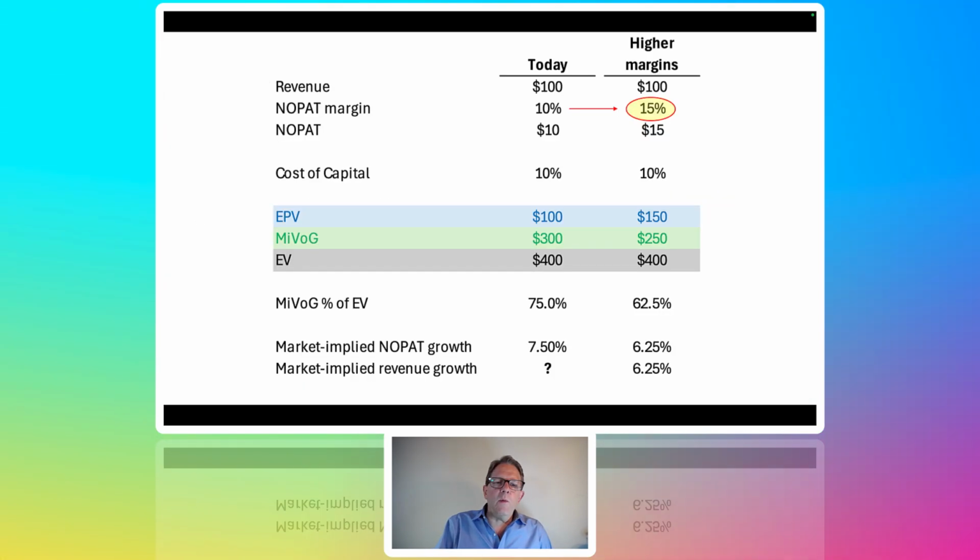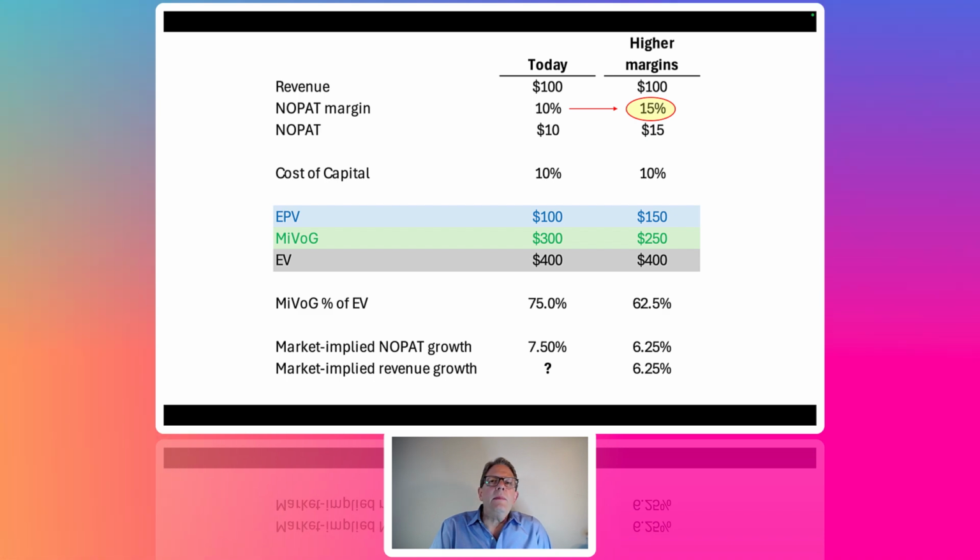Easy. All right, so your market implied revenue growth equals your market implied NOPAT growth if there are no changes in margin. But we want to look at changes in margin. So here we go. Let's look at the higher margins. Let's say we believe the company can expand their margins from 10% to 15%. And we're going to use exactly the same P&L just to capture this. So revenues after the higher margins are still going to be 100 million. NOPAT margin is going to go from 10% to 15%. Your NOPAT's going to go from 10 million to 15 million on the higher margins.